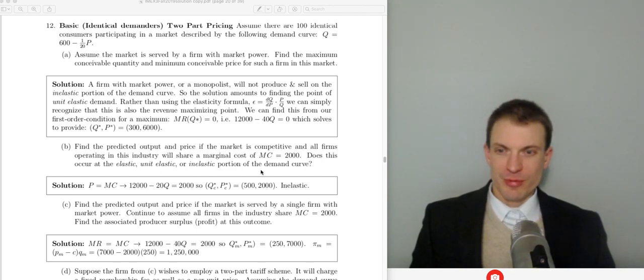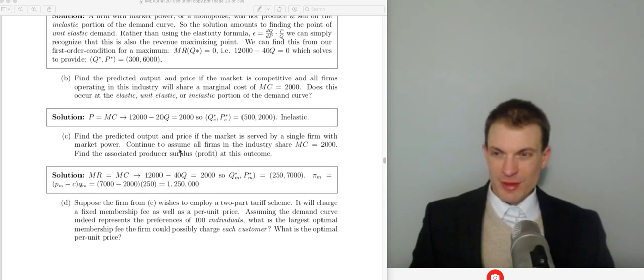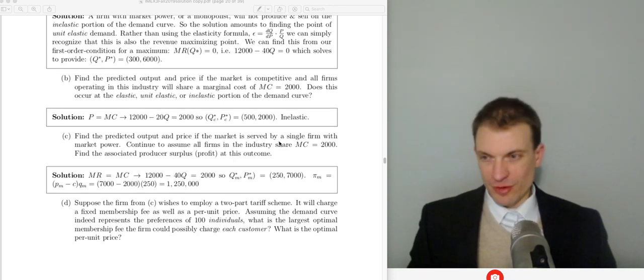Find the predicted output and price if the market's competitive and all firms are operating in the industry sharing a marginal cost of 2,000. Does this occur at the elastic, unit elastic, or inelastic portion of the demand curve? Find the predicted output and price if the market's served by a single firm with market power.